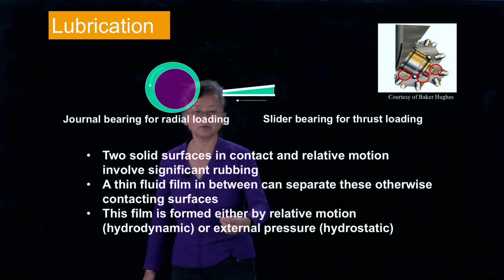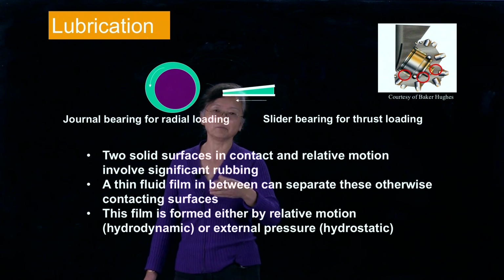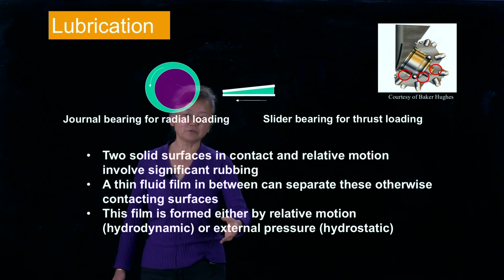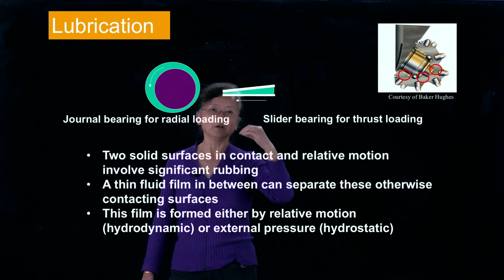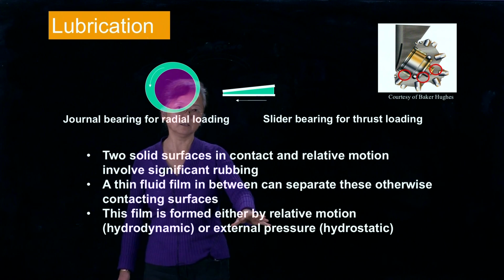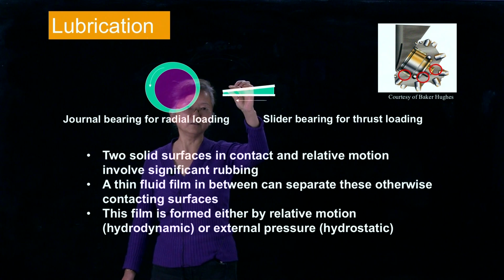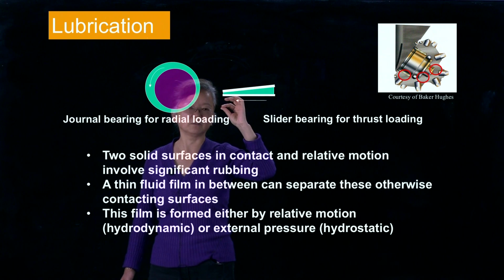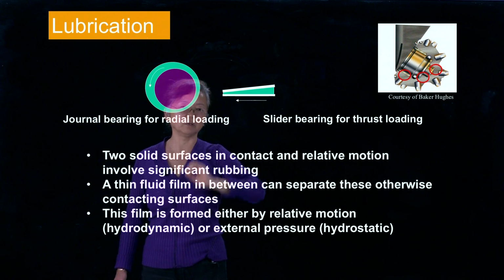The other one is by external pressure. So we use external pressure to squeeze the fluid, so the fluid is pressurized. By external pressure providing this film, we call this hydrostatic. So no matter whether by hydrostatic means or by hydrodynamic means, once we have this thin film between two surfaces, we have a means to support the load and to separate the two surfaces, and this gives us the friction reduction. All right.